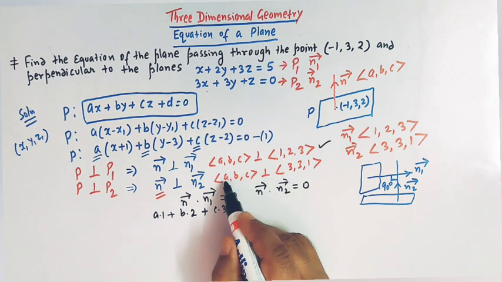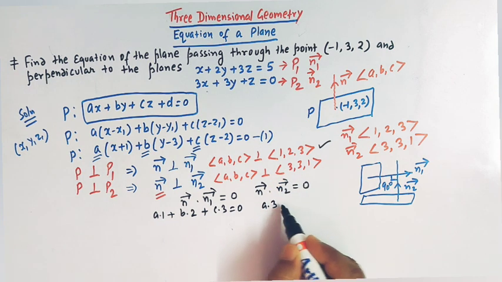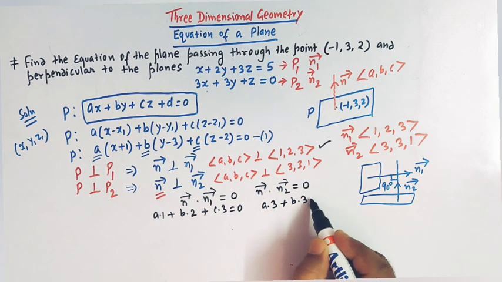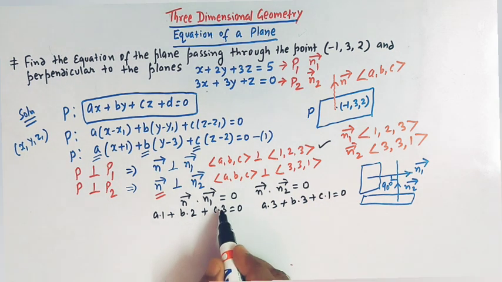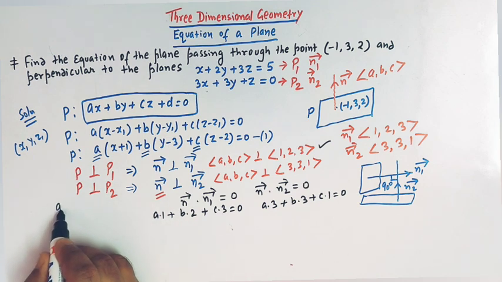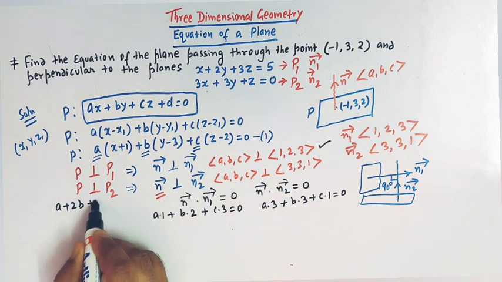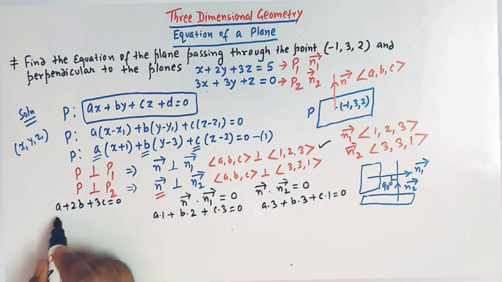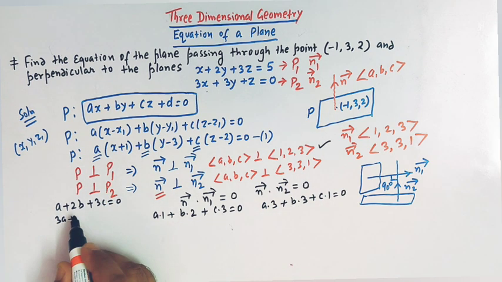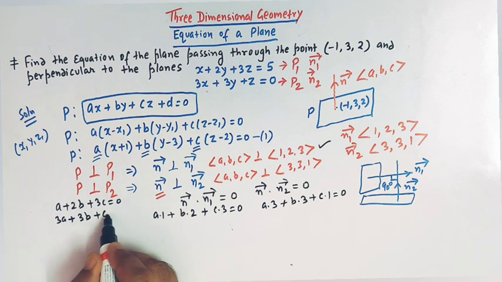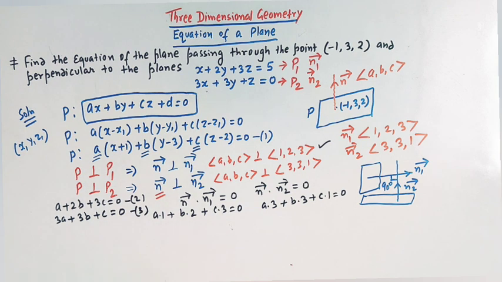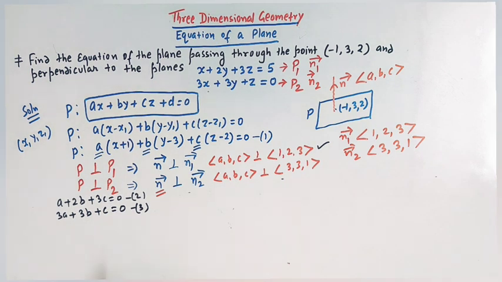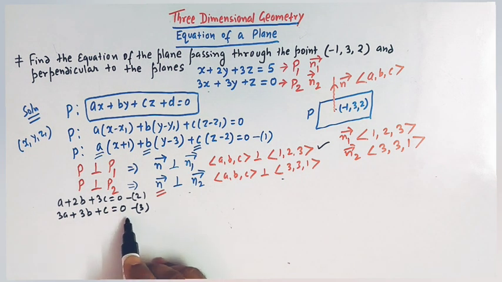And from here we have a multiplied with 3, b multiplied with 3, and c multiplied with 1, that is equal to 0, right? So now we have two equations, that is a plus 2b plus 3c is equal to 0, and from here we have 3a plus 3b plus c is equal to 0, right? So let us denote these two equations by equation 2 and equation 3. So now our next aim is to solve these two equations, right?